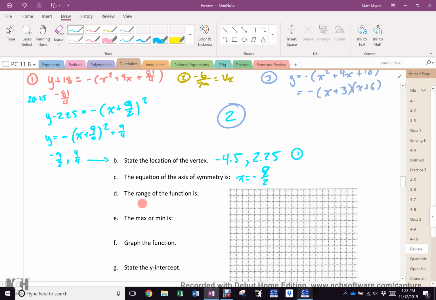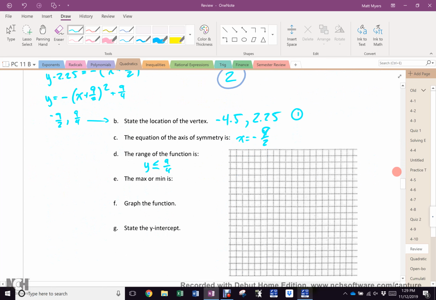Range of the function, y is less than or equal to 9/4. I think it was negative, right? Yep. Max or min, it's a max at negative 4.5. Because I've already said what the y value is, so just saying a maximum at that x value is cool. Graph the function.